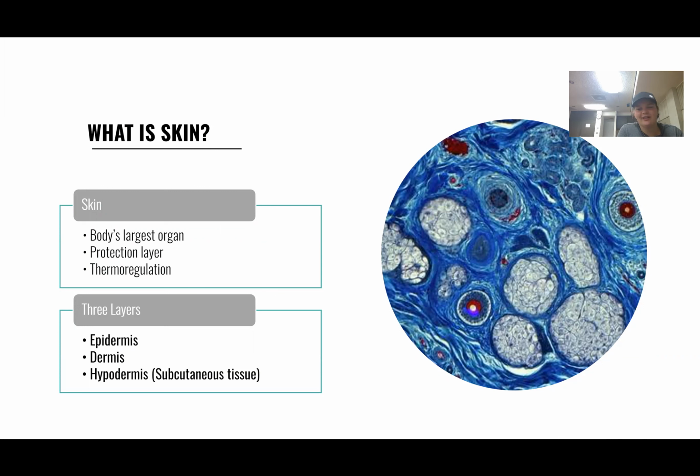It is a protection layer which protects against outside bacteria and other harmful agents such as chemicals and heat. And it also regulates your body in thermoregulation. And so the skin possesses three main layers. Those layers are the epidermis, the dermis, and the hypodermis, which is also called the subcutaneous tissue layer.